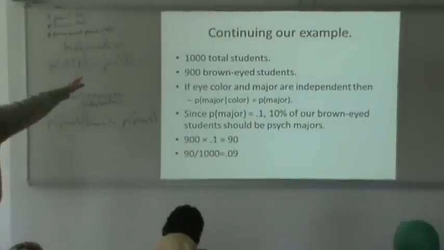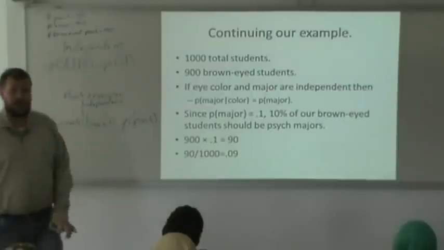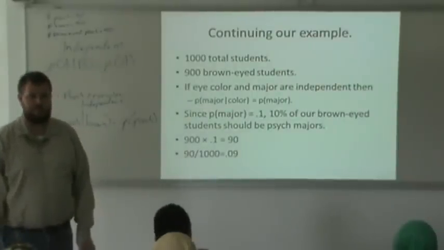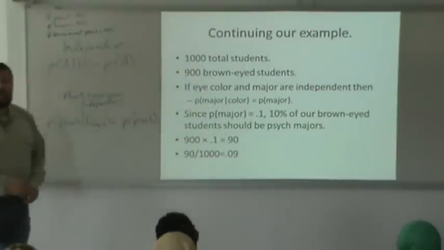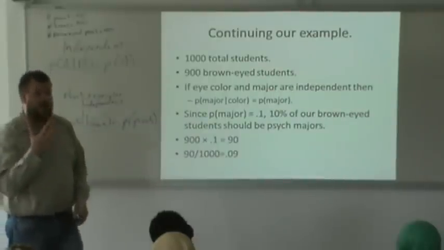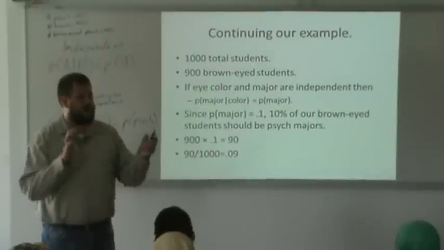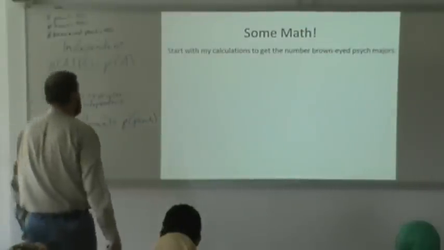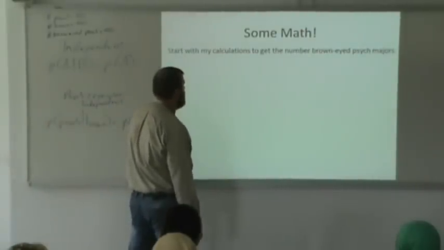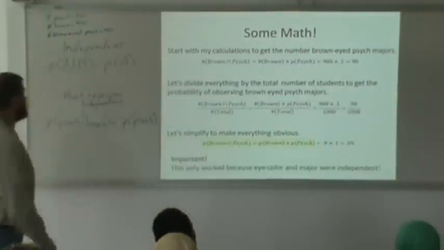How many students are there total? 1,000. So we can divide 90 by 1,000 to get the probability of observing a brown-eyed psych major. Right? So notice that this probability is different than the probability of observing a psych major, and is also different than the probability of observing a brown-eyed person. All it is are those two probabilities multiplied by one another. Do I want to do the math? Is everyone clear? Then let's not do the math. You can look at the math if you want.